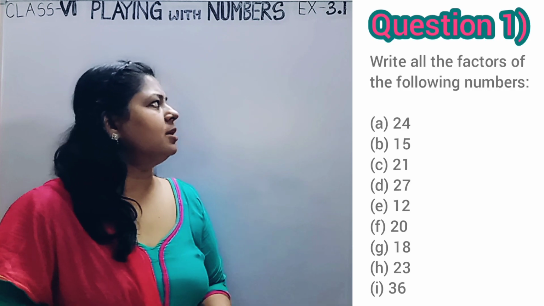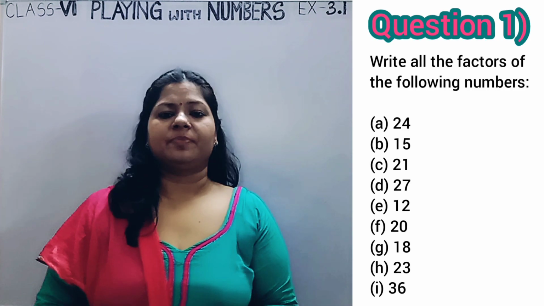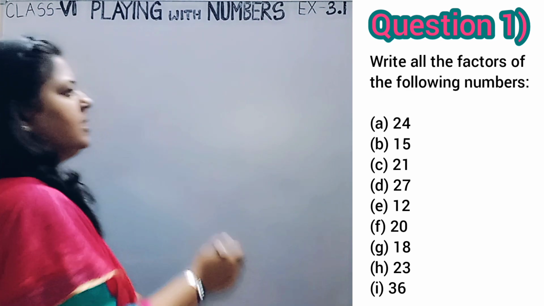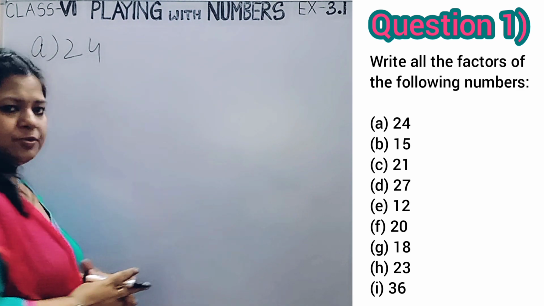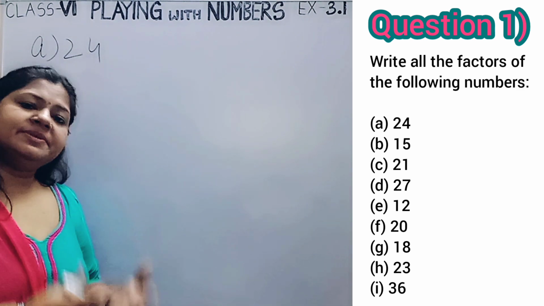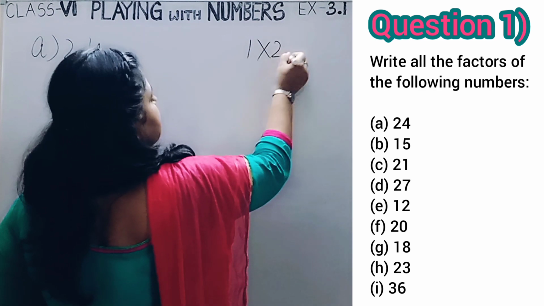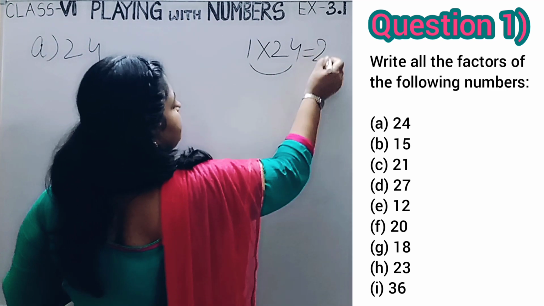Question number 1, write all the factors of the following numbers. We know about factors. What is a factor? A factor of a number is an exact divisor of that number. So here A part is 24. First we have to see 24 is divisible by which number. So here we will make pairs in such a way that when we multiply these two numbers we get 24.